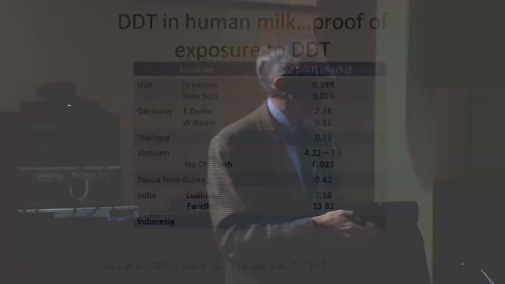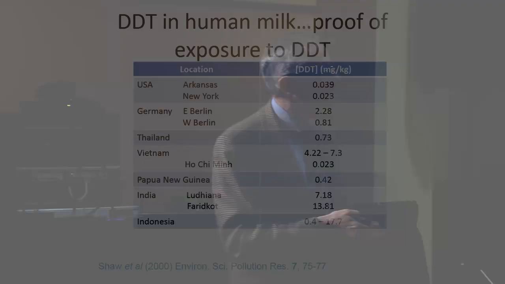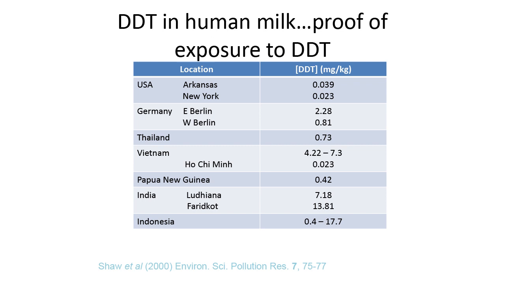Isn't that interesting? You can look at politics through DDT levels in women's milk. You're a very politically active group, you know. Some of the levels around the world are incredibly high, and the highest we found was in our good friend, actually, in Indonesia. And that illustrates exposure, which is the point I'm making here.